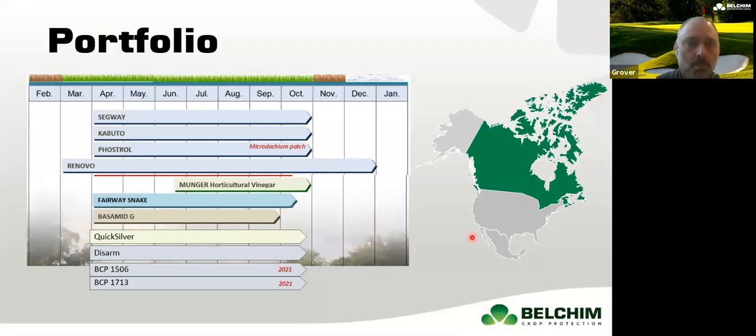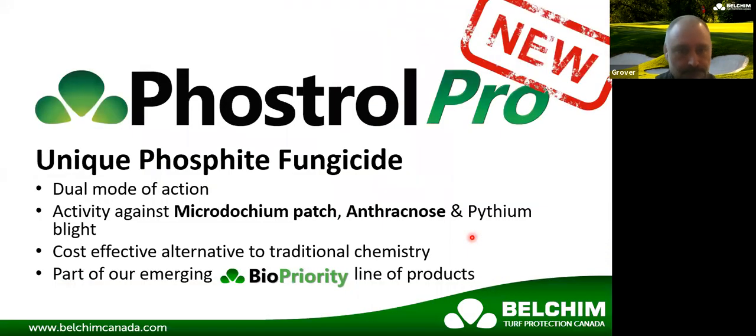Now let's take a look at our portfolio, what we have that may be of use to you on your golf courses. So first of all, very proud and happy to introduce Phosphorol Pro. Phosphorol Pro is a unique phosphite fungicide, and it's the first and only phosphite fungicide registered for the suppression of microdochium patch. So we have microdochium patch, anthracnose, and Pythium blight on the label.